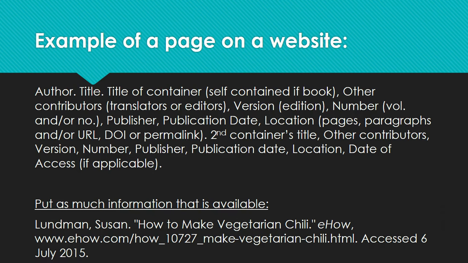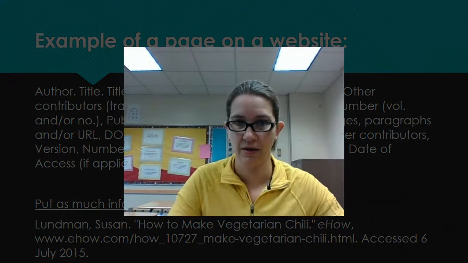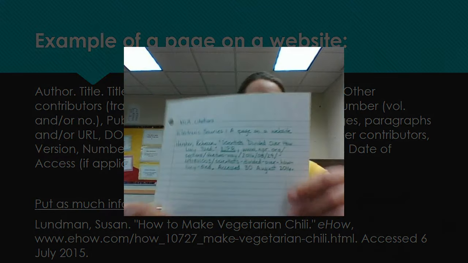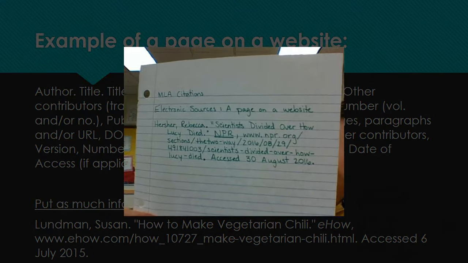period, and then we're going to write accessed. And I accessed it this morning, so it was 30. And July is written out, so we're going to write out August 2016 and a period. Okay, so your citation should look like this.